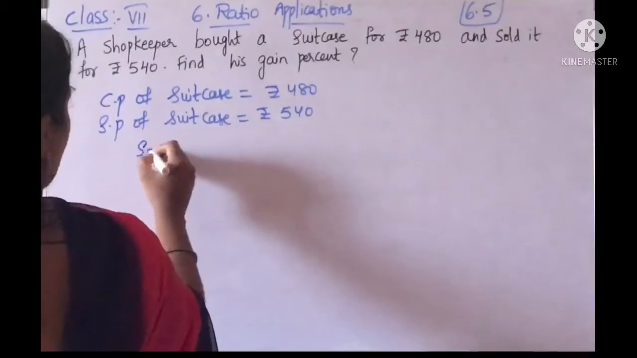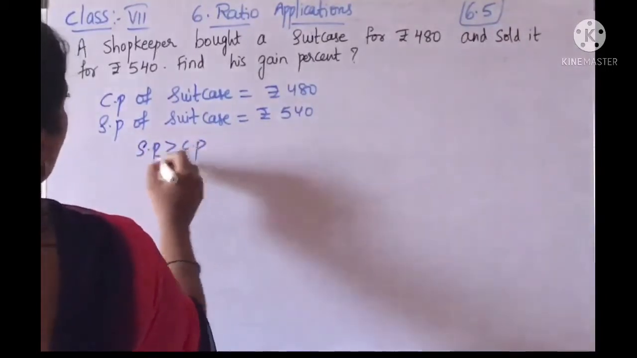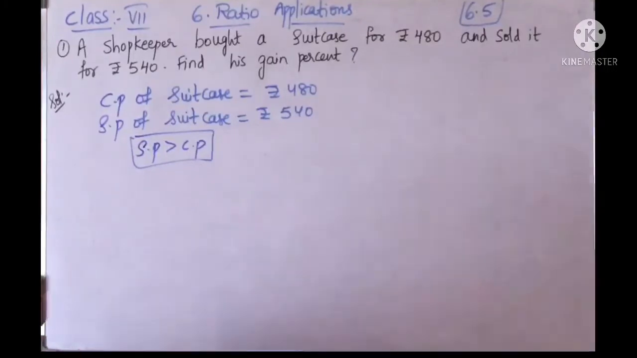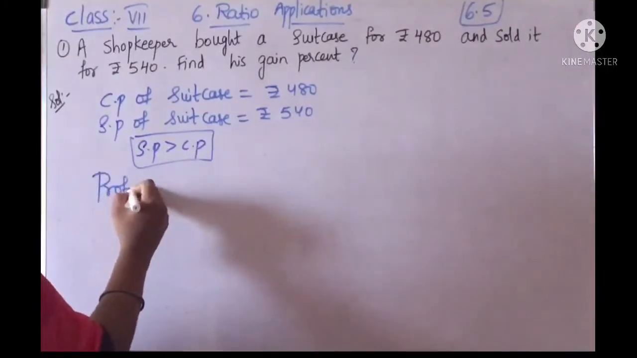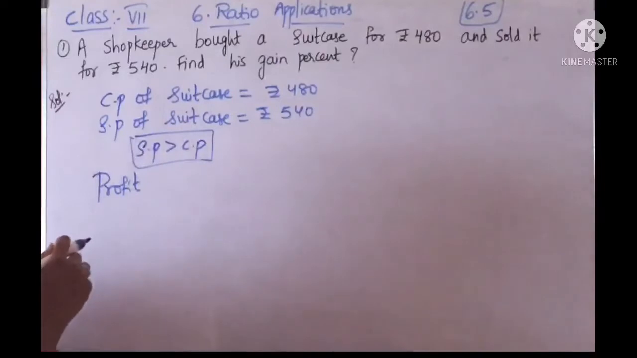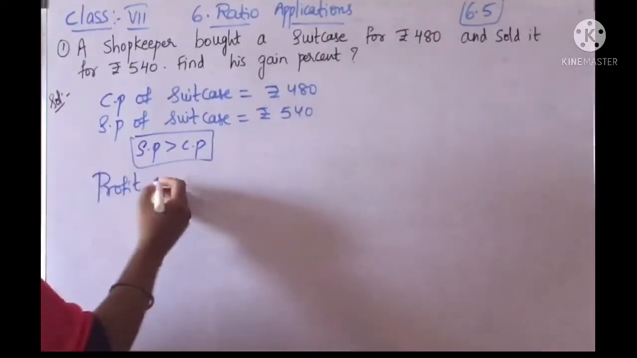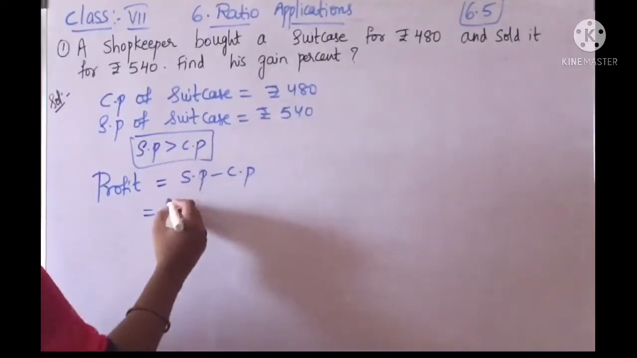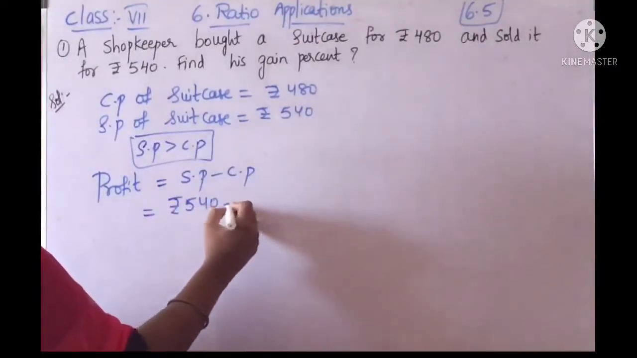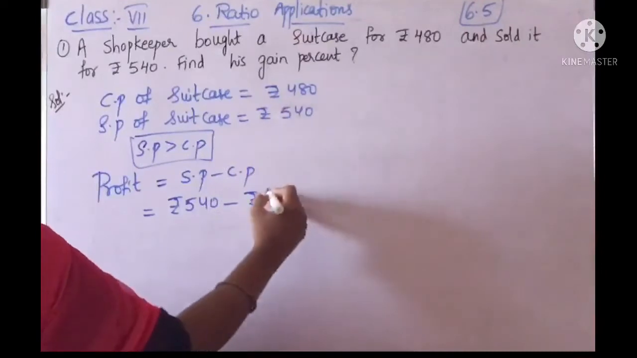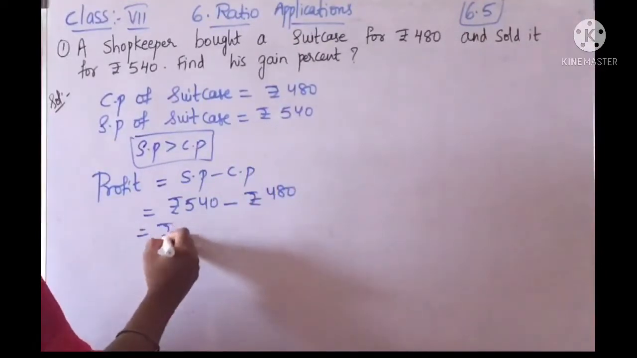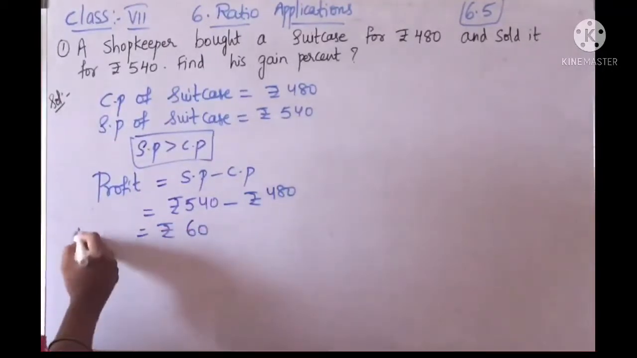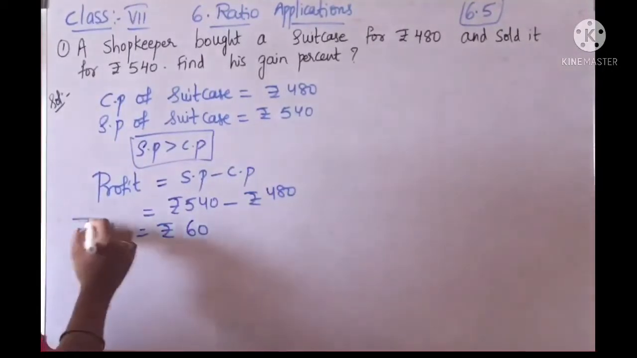If you see, CP is more or SP is more? Yes, here SP is greater than CP. When the SP is greater than CP, then you are going to get a profit. If CP is greater than SP, then you will get a loss. So profit formula is SP minus CP. What is SP here? Rupees 540 minus CP, rupees 480. When you do subtraction, you are going to get rupees 60.